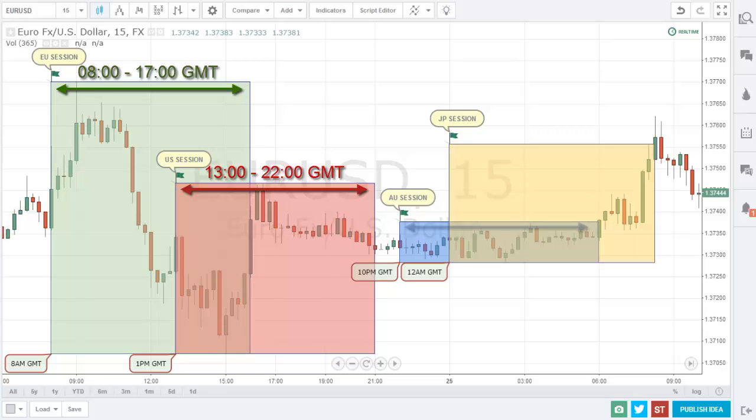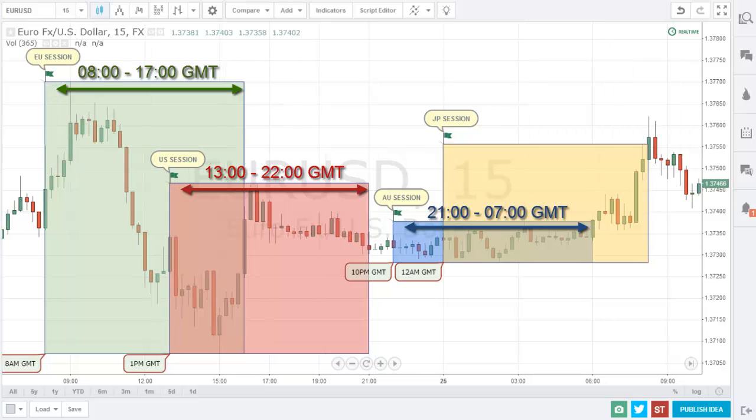The next is the Australian session. It starts at 21 o'clock and lasts until 7 a.m. GMT. The New Zealand session actually kicks off the Forex trading day. But the Australian session is one of the 4 primary trading times for most traders, making these hours a good time to trade. The Australian dollar is a good currency to look at during the hours that Sydney is open.